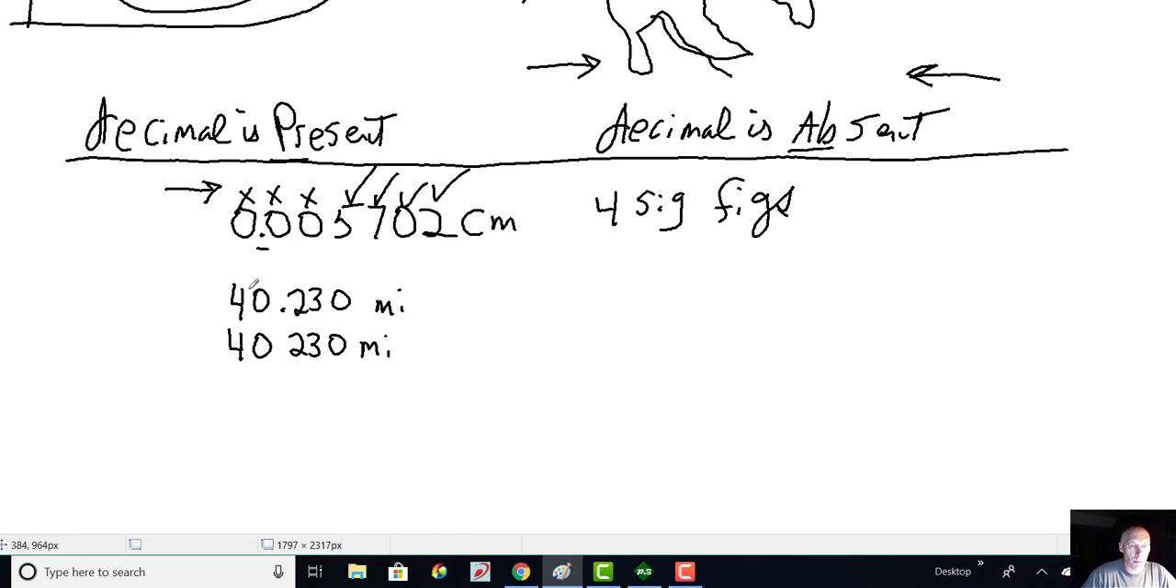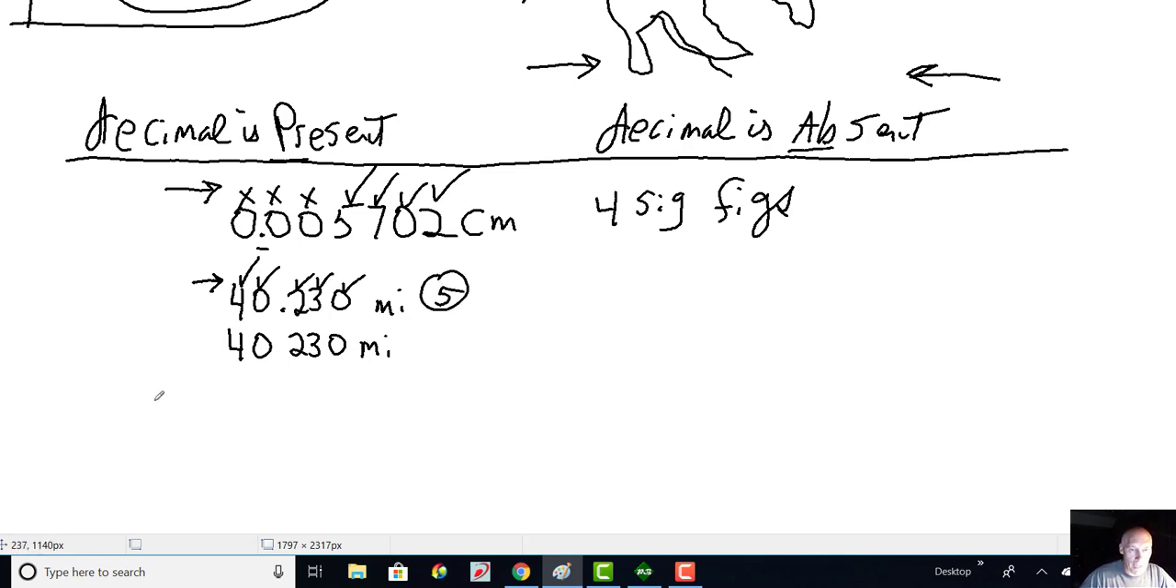So in the first one, the decimal point's present, begin counting from the Pacific side. So I'm going to count from this way. So first digit's a non-zero digit, so it counts. 1, 2, 3, 4, 5. That last zero does count, because once you begin counting, then everything counts.